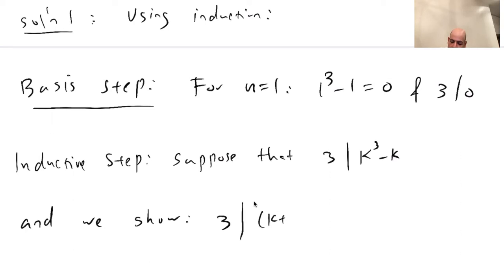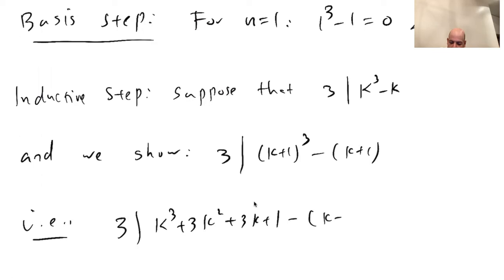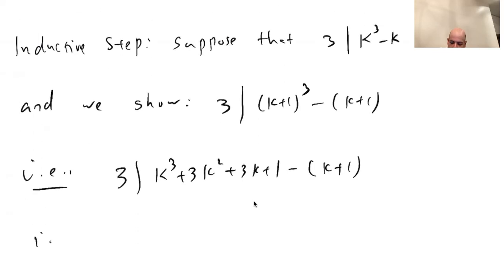So k plus 1 means (k plus 1) cubed. 3 divides (k plus 1) cubed minus (k plus 1). Now, what does that mean if I simplify a little bit, just a little bit of algebra? If I expand that, that's k cubed plus 3k squared plus 3k plus 1 minus (k plus 1). And 1 cancels with 1, so take this term along with this term together. 1 minus 1 is 0. And then plus 3k squared plus 3k.